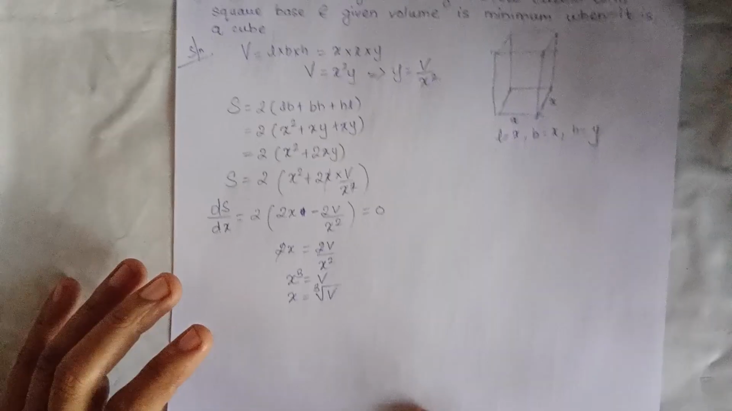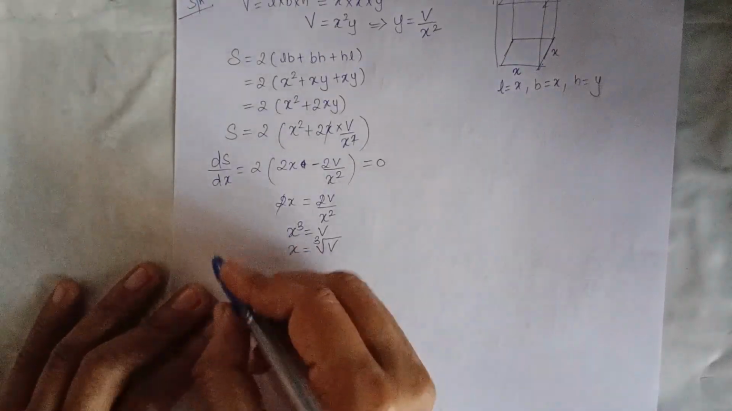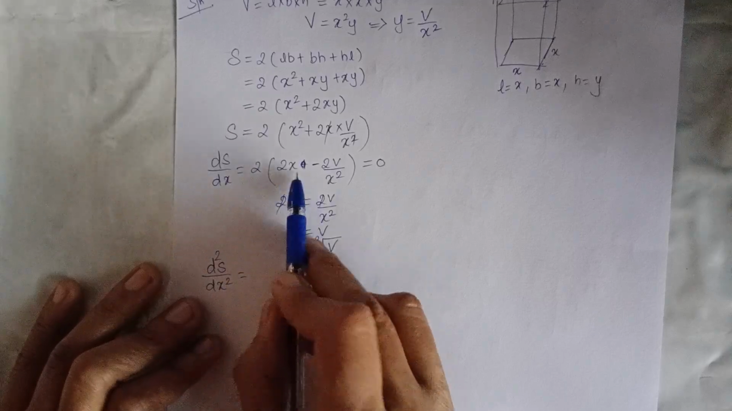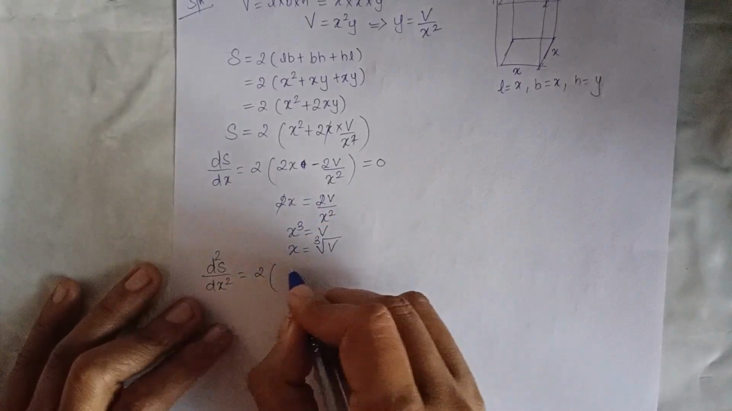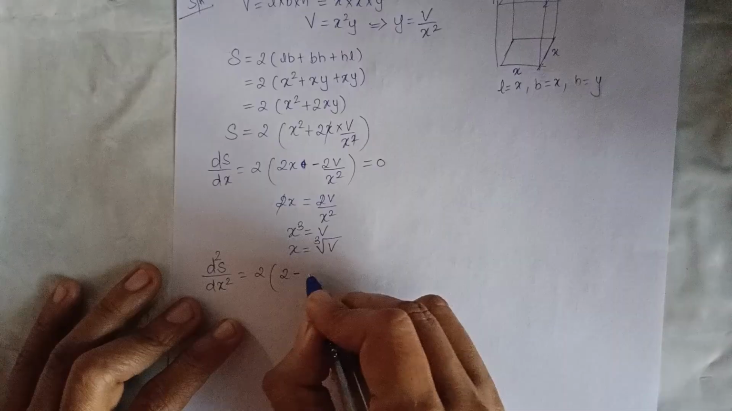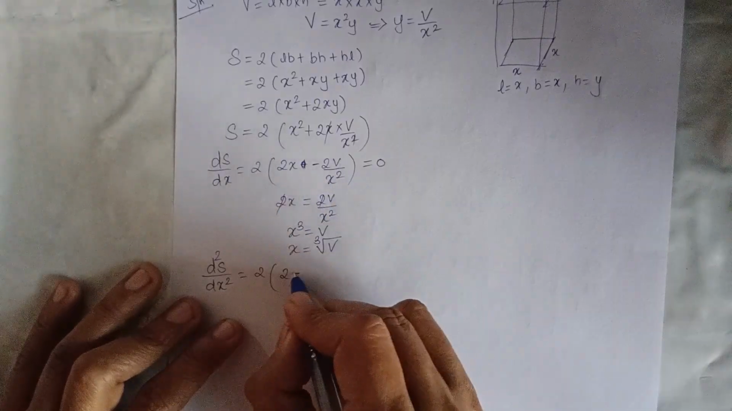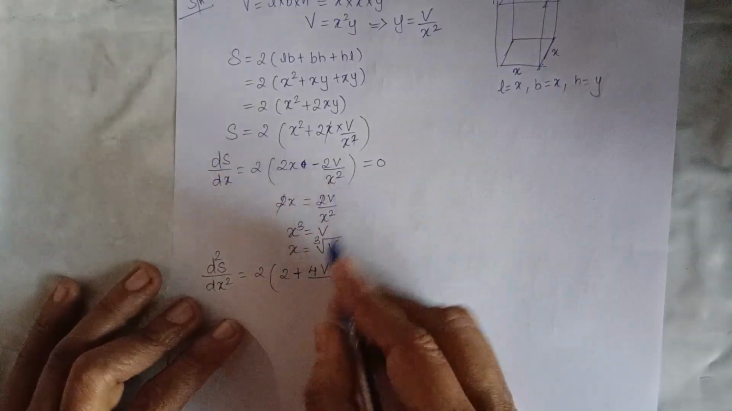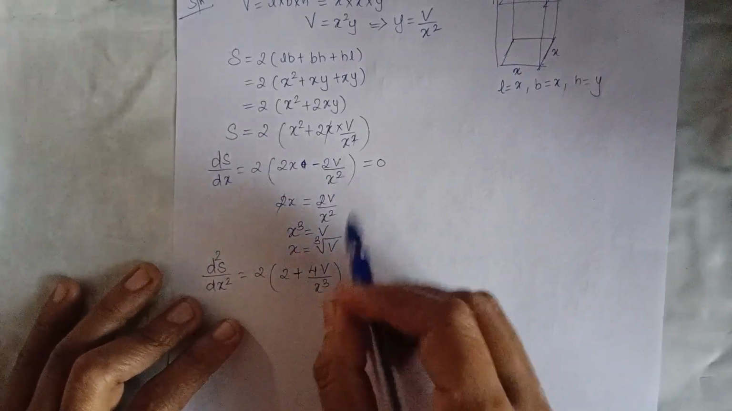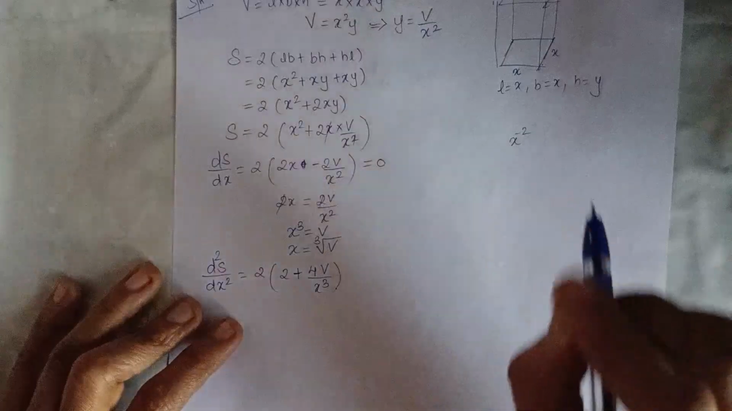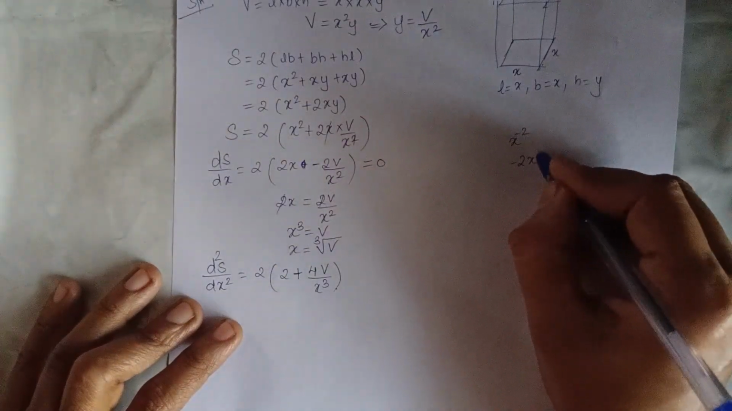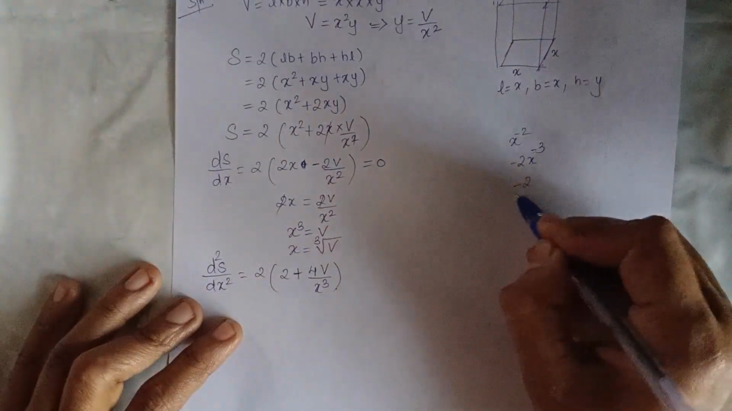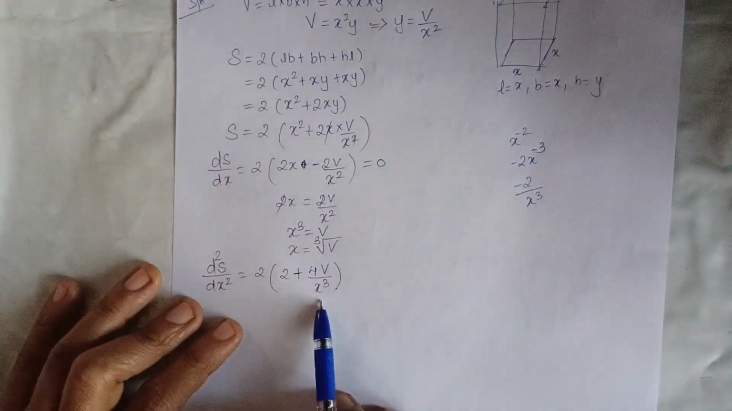Now we have to find maximum or minimum, so differentiating again, this will be plus 2 into 2v upon x cube, plus 4. Okay, this is x to the power minus 2. So minus 2 into x to the power minus 2 minus 1, so minus 3. Right, so this becomes minus 2 upon x cube. Differentiation.